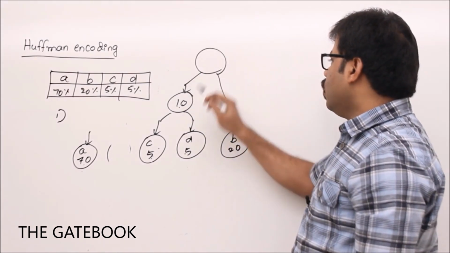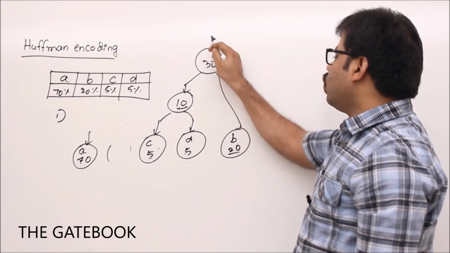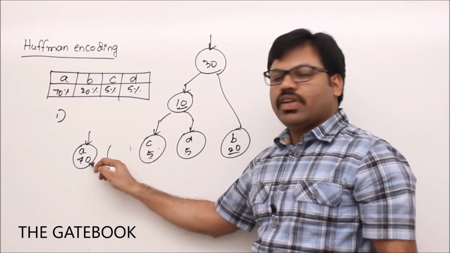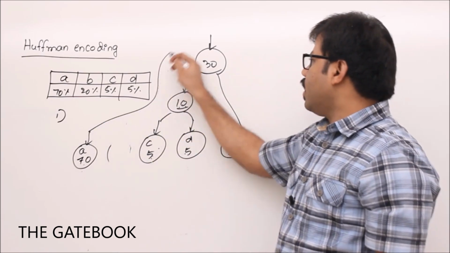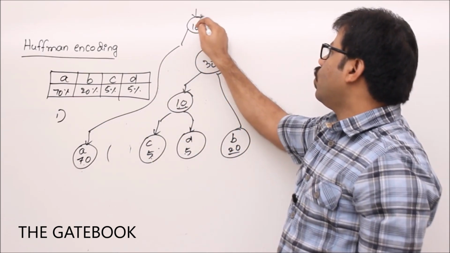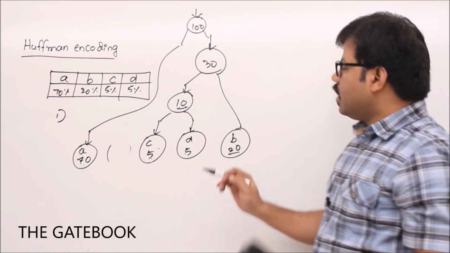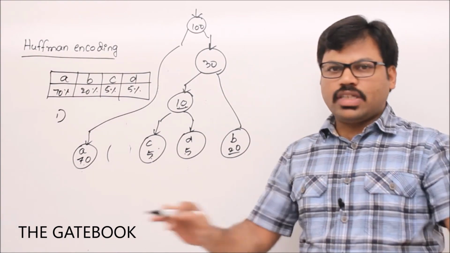When you merge these 2, the frequencies are to be added. 10 plus 20 is 30. Now the current root's frequency is 30. Now this is another tree whose frequency is 70. Since we have only 2 trees, we have to merge these 2 in the next step. So it will be 30 plus 70, which is 100. This is going to be your final tree. Understand? Once it is done, we have to stop. Whenever you end up with 1 tree, we have to close the algorithm.